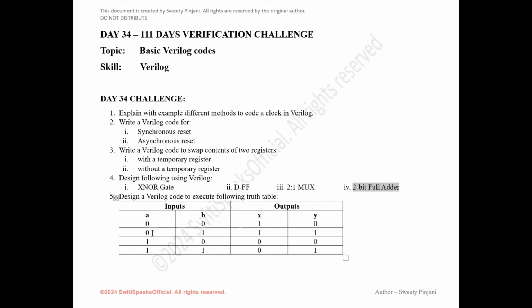After that, I give you a truth table which you need to realize in Verilog. A and B are two inputs. It can have values 00, 01, 10, and 11. And X and Y are outputs, and what values they can have is mentioned in the truth table. Now you need to write a Verilog code to have this functionality.